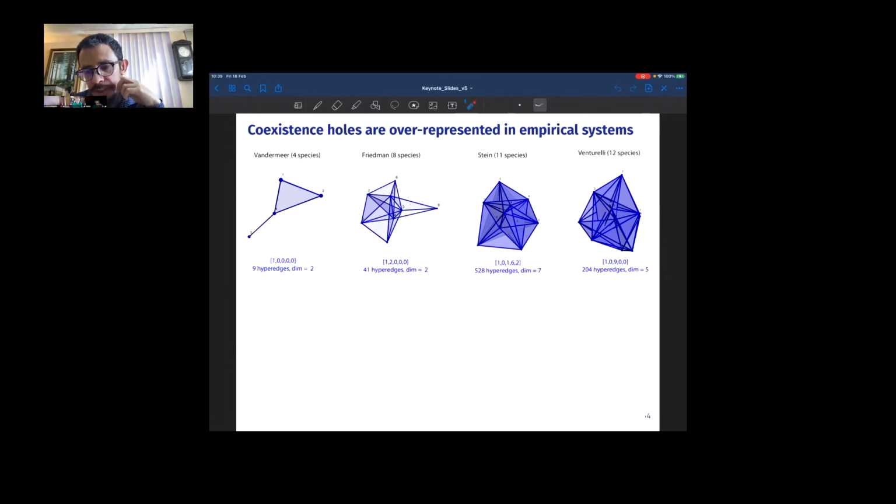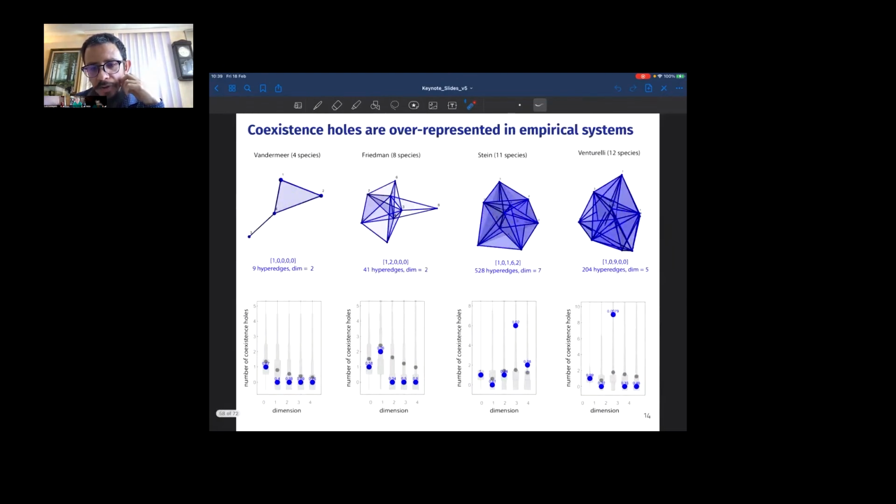Then the interesting question is the following: can these numbers be explained just by chance, or is there some ecological mechanism that is setting this number of coexistence holes? So to answer that question, what you need to do is to compare the observation that you are making, the number of holes of the real ecological system, with what you expect from just a random ecosystem with, let me say, the same properties.